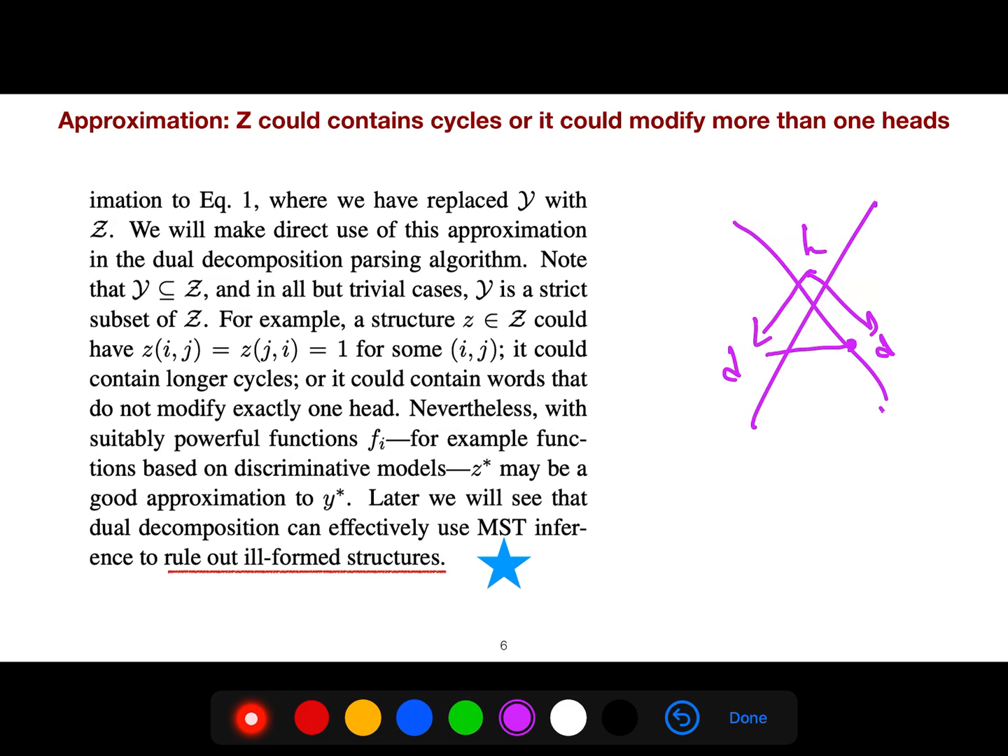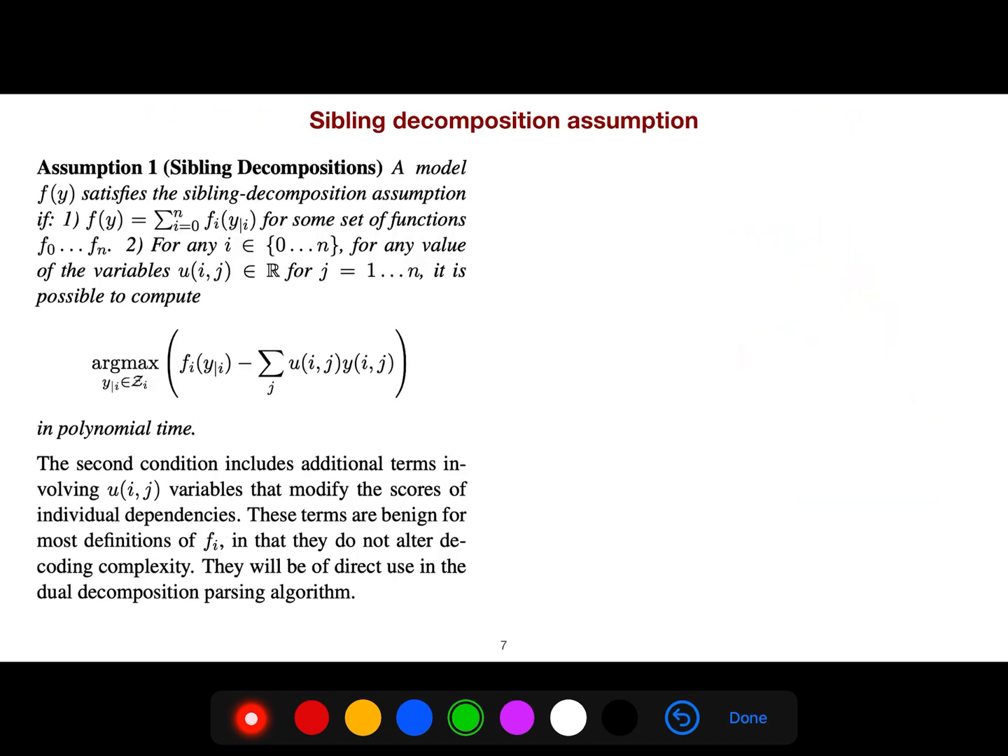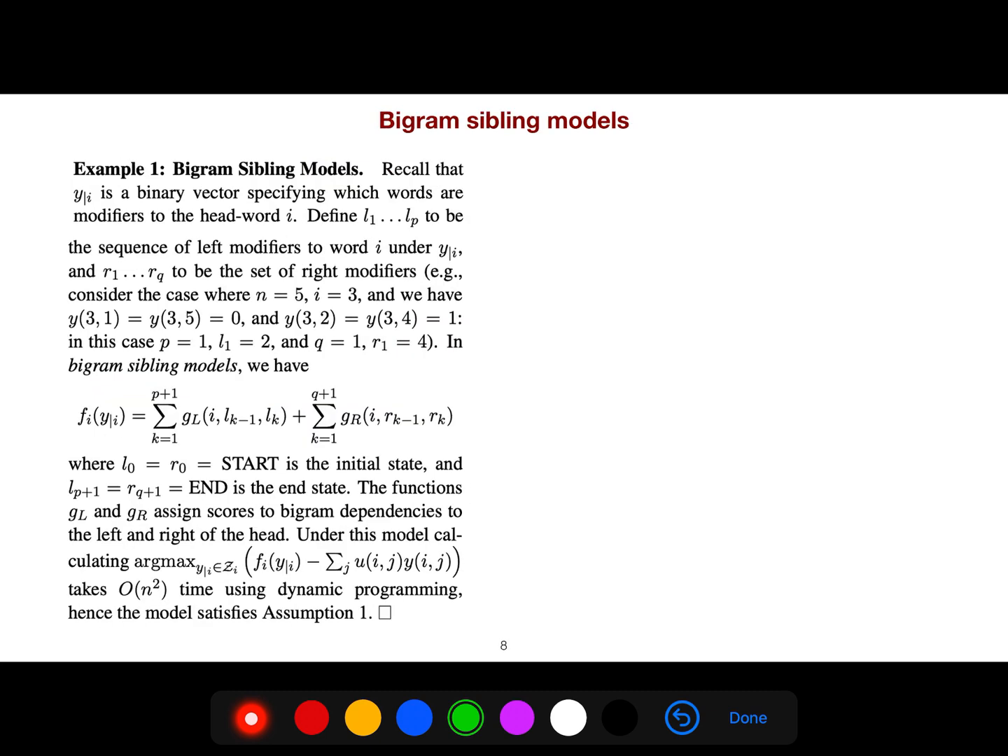So we will see that dual decomposition can effectively use minimum spanning tree inference to rule out ill-formed structures like this, because we don't want to have a loop in a tree in our dependency parsing, or different combinations of arcs that may happen that we don't know. So the sibling decomposition assumption assumes that it is possible to compute this value in polynomial time. And also the bigram sibling models decompose f, your score can be decomposed like this. And you will see why this is useful.